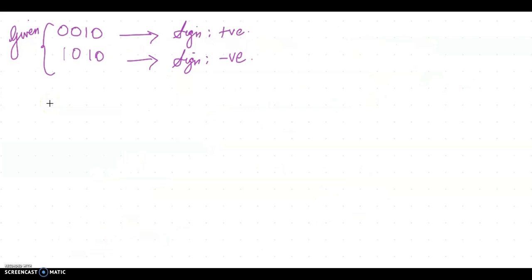So we are given 0010 and 1010 and we are following the 1's complement sign form. 0010 indicates a positive number. 1010 indicates a negative number. Therefore, since they are of different sign, when you multiply plus and minus, I get a minus. Therefore, the result will be negative. Let us make a note of that.